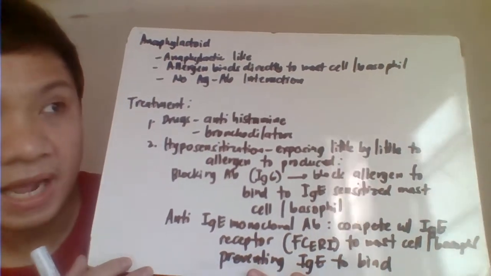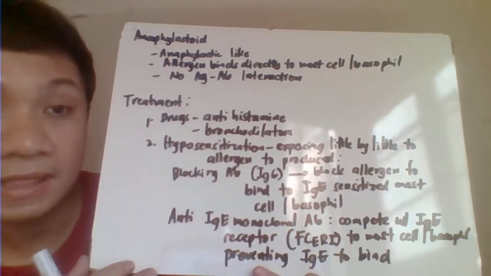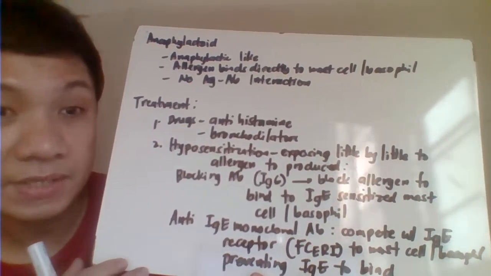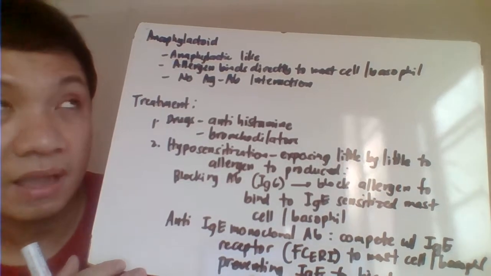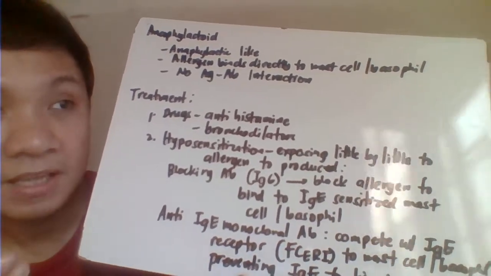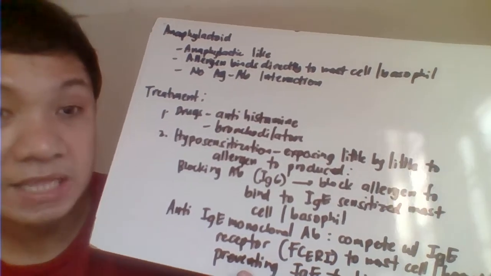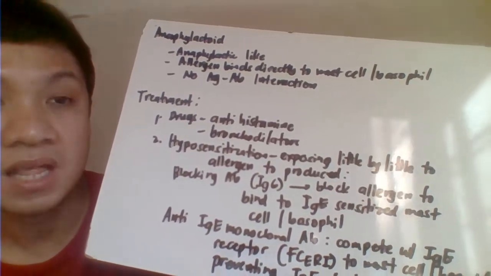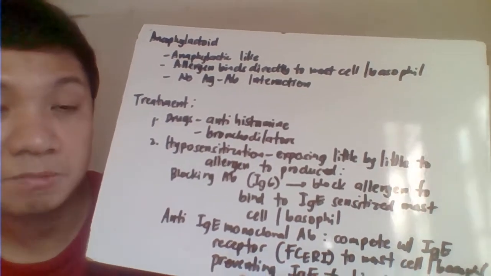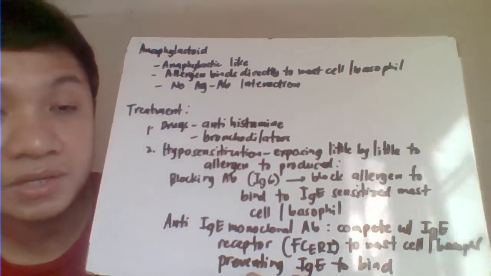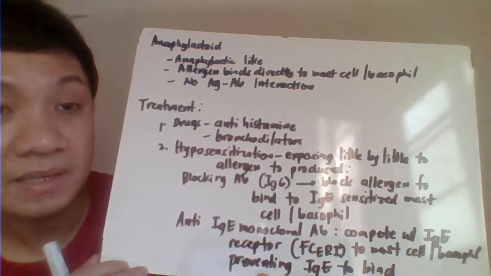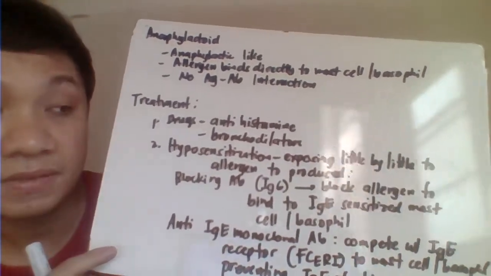Another one is anti-IgE monoclonal antibody. Anti-IgE monoclonal antibody competes with IgE for the FcERI receptor on mast cells and basophils, therefore preventing IgE from binding to them. So, if no IgE is bound to the mast cells and basophils, even in the presence of the allergen, it will not trigger degranulation, and therefore you will not have allergic manifestations.